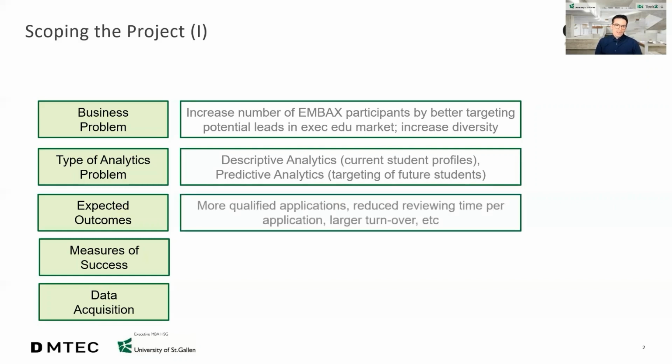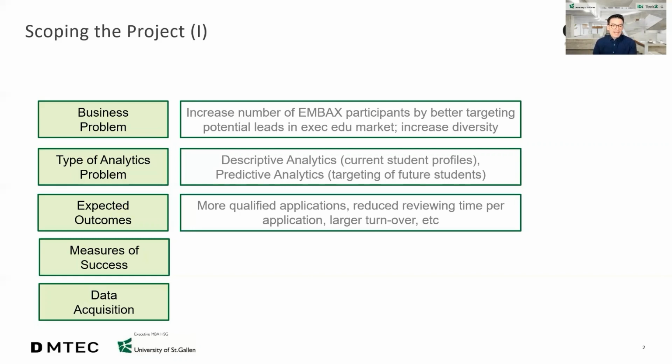So the expected outcomes probably vary along a number of different dimensions. One aspect is you want to get more qualified applications. You want to reduce the amount of time that you spend per application. Think about Anna and the team. It takes quite a bit of time for everyone to go through all the excellent applications and review them very carefully, but also sorting out the ones that are not part of your cohort right now. And that takes time, right?